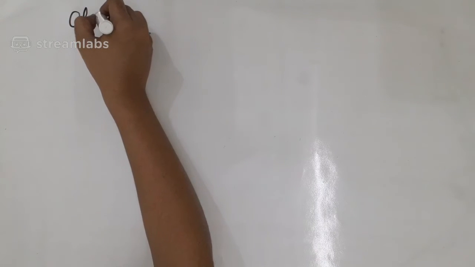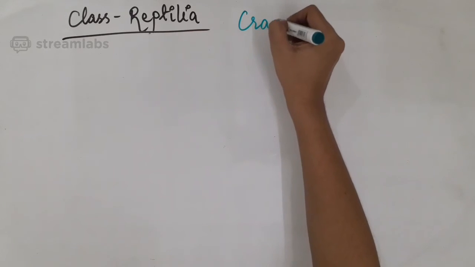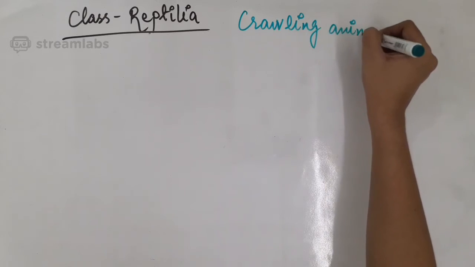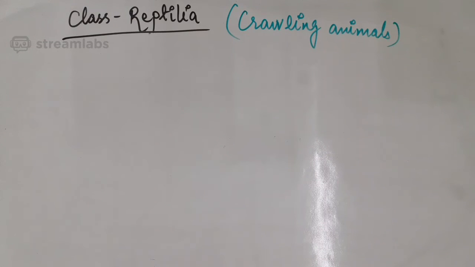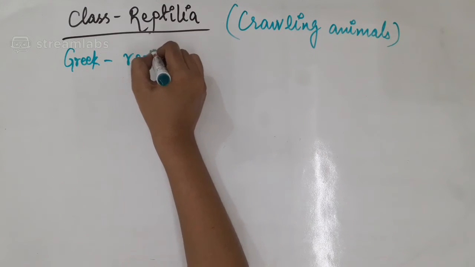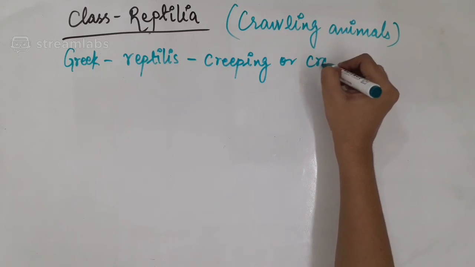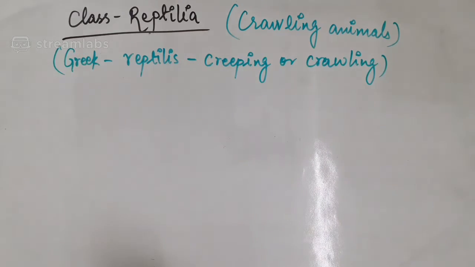Now the third class, that is class Reptilia. This class contains the crawling animals, रेंगने वाले. Whether it may be a house lizard or a snake, they all crawl. And the word reptilis is a Greek word, which means creeping or crawling. Animals belonging to this class are more adaptive to land than amphibians.